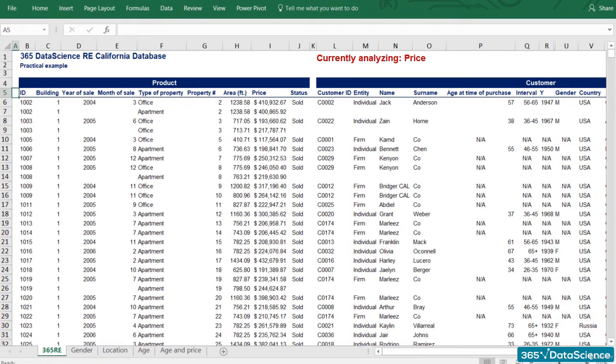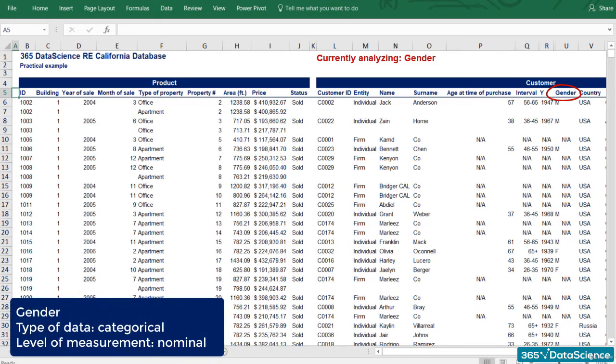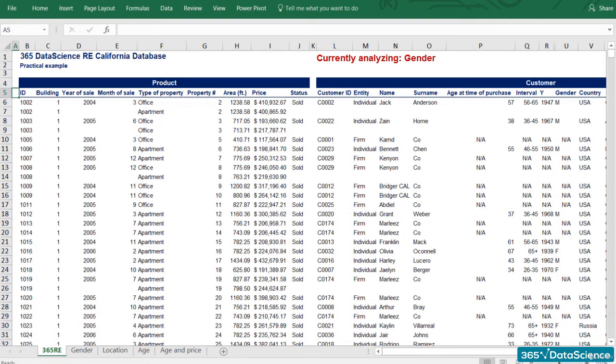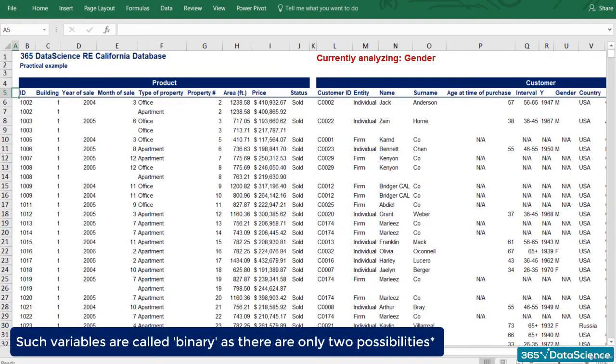The next variable we want to look into is gender. It is of categorical type, and its level of measurement is nominal. It is very similar to yes and no questions that we have discussed in previous lessons. Such variables are called binary, as there are only two possibilities, which are always categorical.